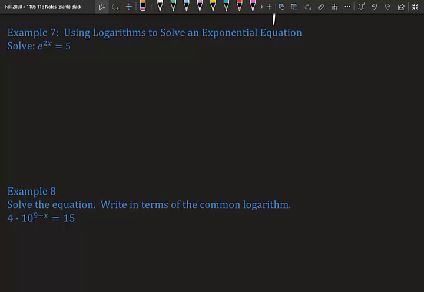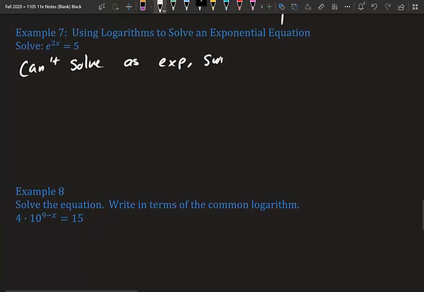We're going to use logarithms to solve an exponential equation. So how do we know to switch it? Well, e to the power of 2x equals 5, isn't this where we find the same base? But 5 and e can never have the same base. Since that's the case and we can't solve it, if you can't solve it as an exponent, switch it to log.